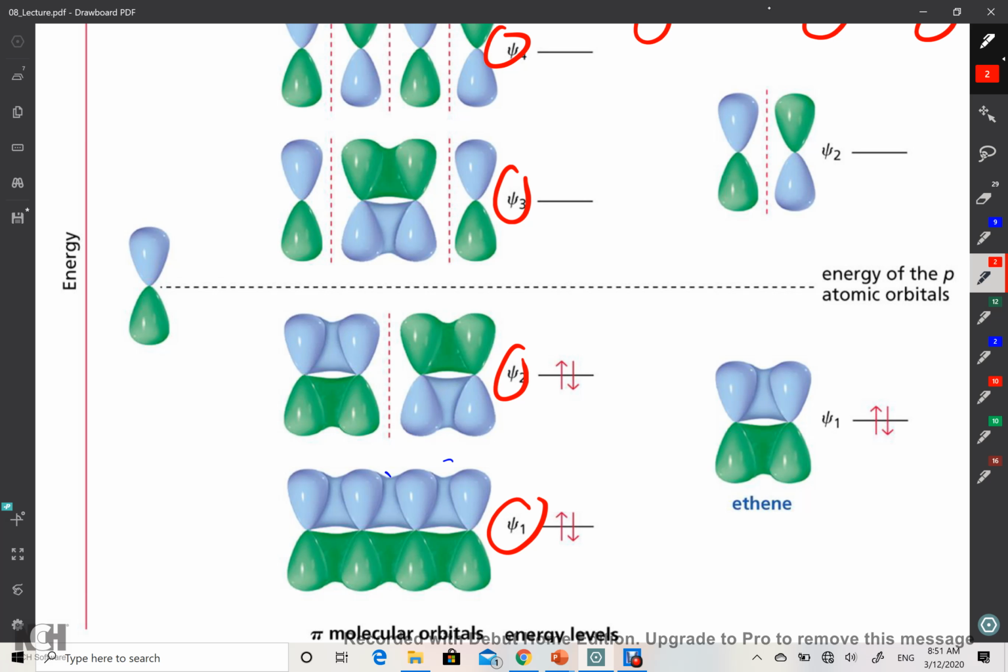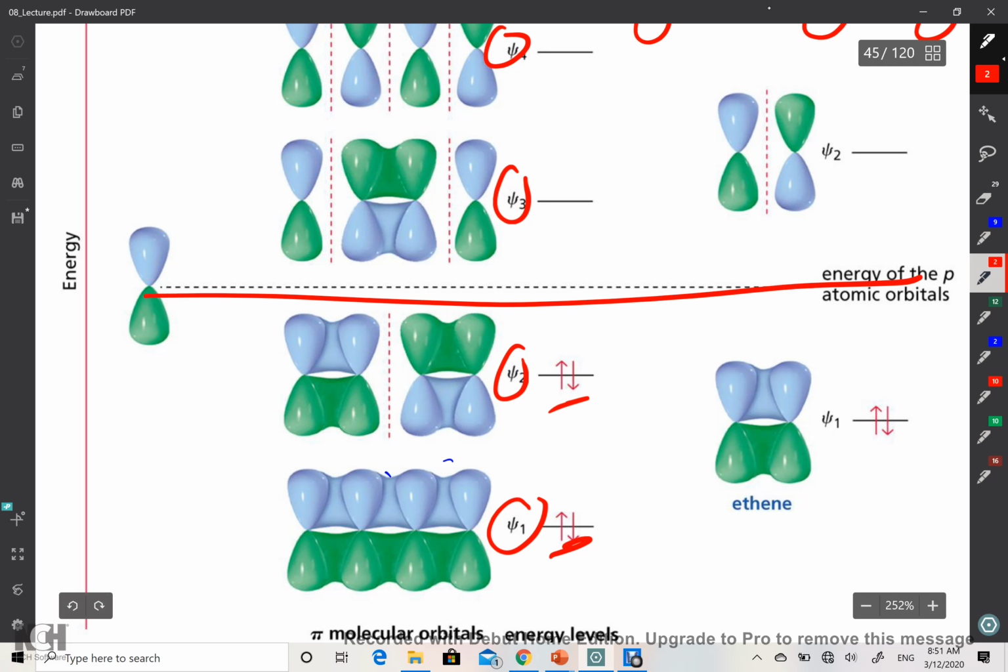Does that make sense? Now we need to fill those orbitals with their electrons. If you fill them with electrons, we have 4 electrons. The first orbital gets 2, then the next orbital, the other 2. Does that make sense? Those are the 4 pi electrons. Then we have our famous boundary, that line that separates orbitals with electrons from orbitals without electrons.